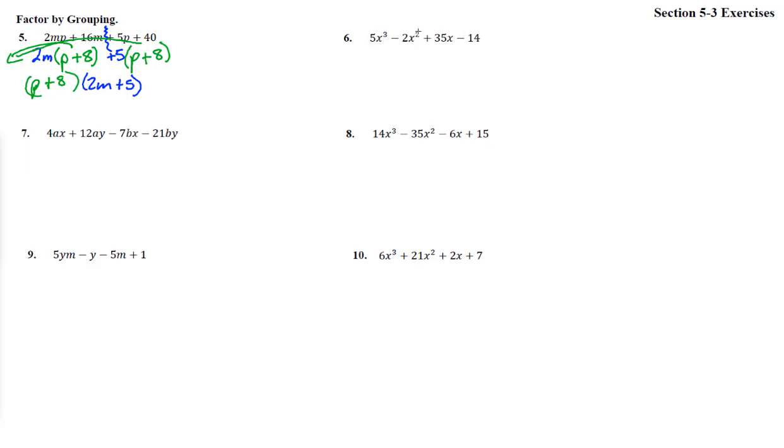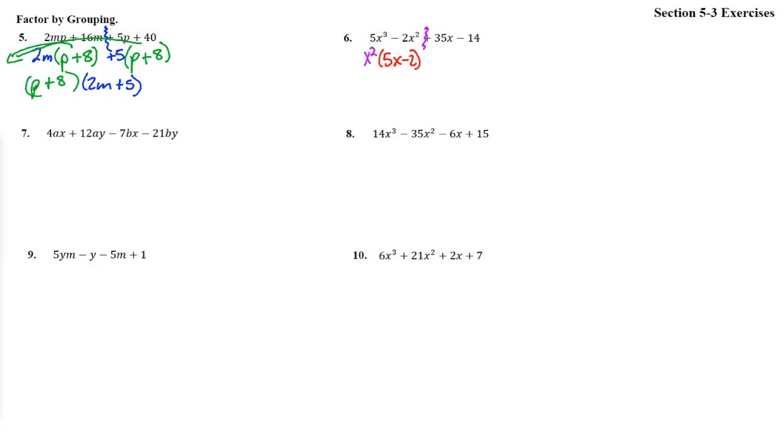1, 2, 3, 4 terms. Cut it in half. Let's see if this works. And out of the first half, what can we pull out of 5x cubed minus 2x squared? We can pull out an x squared. And we're left with 5x minus 2. Well, let's put that in a different color so we can identify. We're left with 5x minus 2.